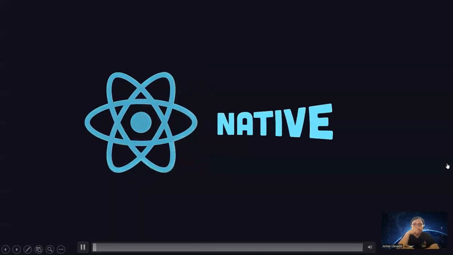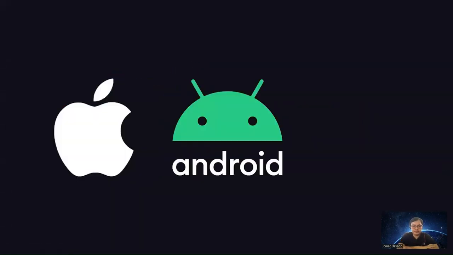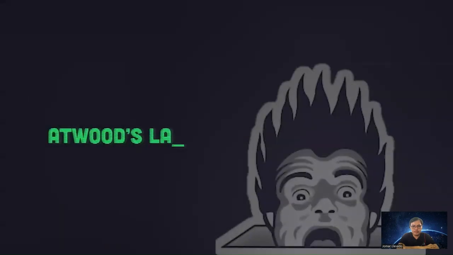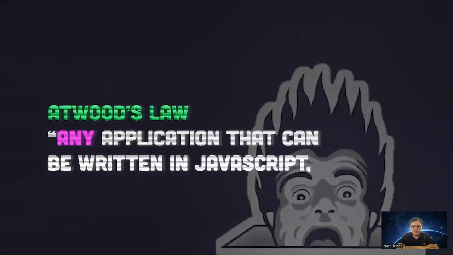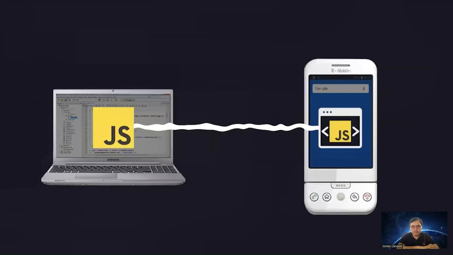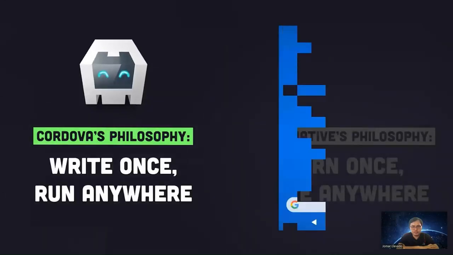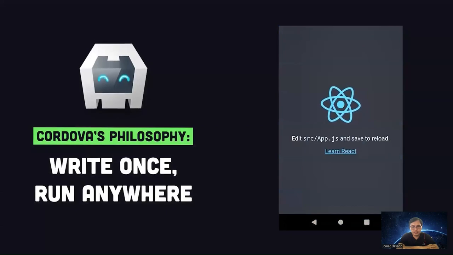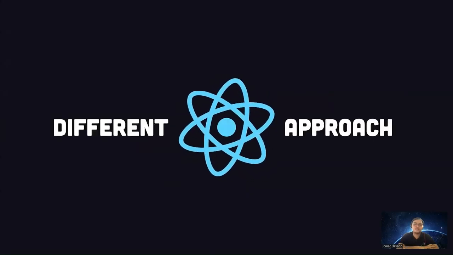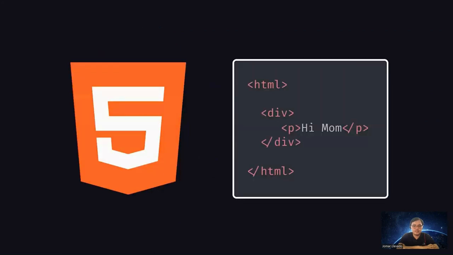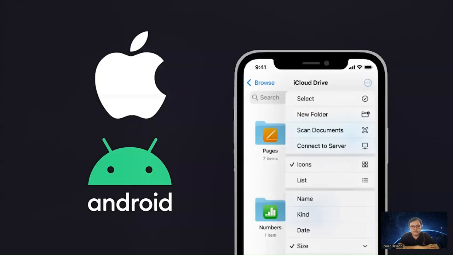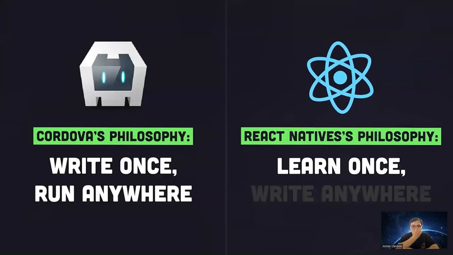React Native. Write JavaScript and React to build apps for iOS, Android, and the web from a single code base. According to Atwood's Law, any application that can be written in JavaScript will eventually be written in JavaScript. The first way JS developers tried to build mobile apps was by wrapping their native applications in a sandbox browser called a WebView, using tools like Apache Cordova and Adobe PhoneGap. The philosophy is write once, run anywhere. This works, but it can be hard to make a website feel like a true native experience. React Native takes a different approach. It feels just like React DOM for the web, but instead of using HTML and the DOM as building blocks for the UI, it uses the native components that you would find on iOS and Android. The philosophy is learn once, write anywhere.